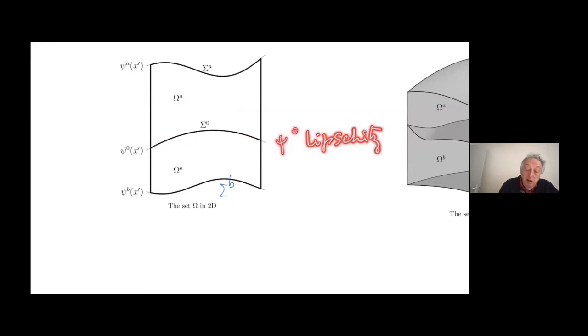For sigma A and sigma B, we only need continuity, and this will be transparent for that. Actually, what we want is that omega B and omega A are open sets. So this needs Psi A and Psi B to be continuous.